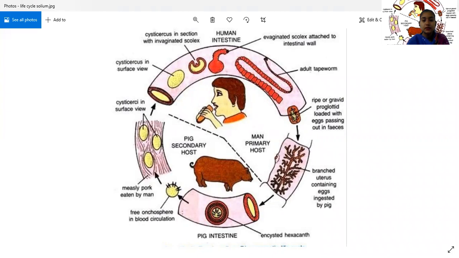So life cycle is this. The final host is man, and the intermediate host is pig or man. The infective stage is cysticercus and egg. Infective mode is eating raw bean pod. Site of habitation: adult in small intestine and cysticercus in tissues.